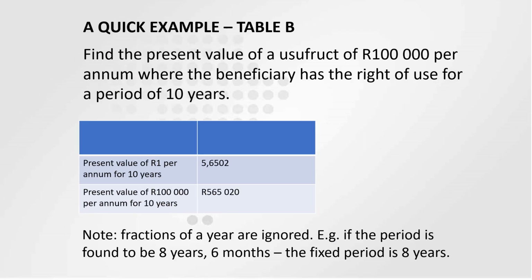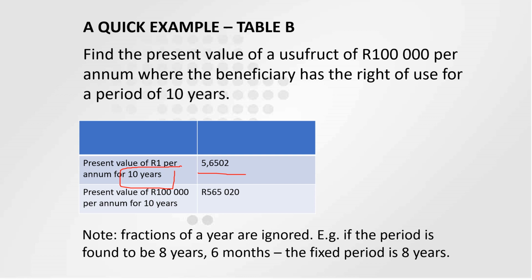For Table B, also very simple. You will look at Table B and you'll find the specified period that has been given. If someone can have the right of use for a period of 10 years, you go and look in Table B against 10 years and you'll find that the factor is 5,6.